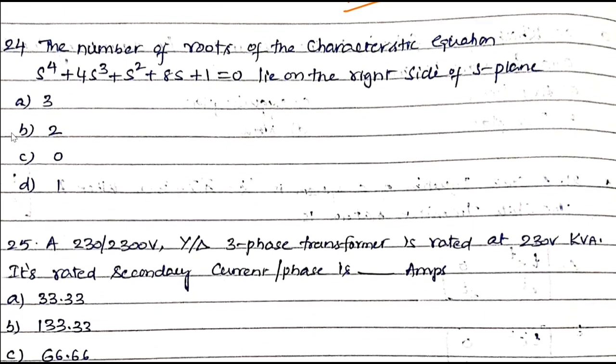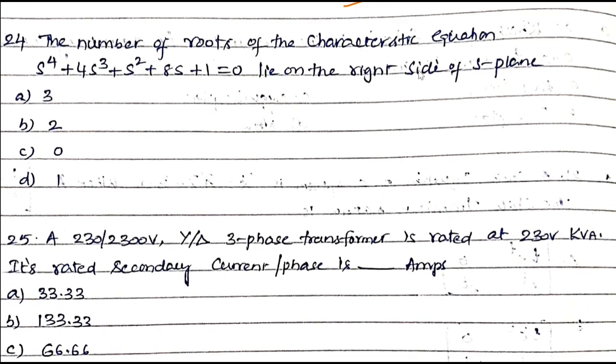Next question here, the number of roots of the characteristic equation s power 4 plus 4s cube plus s square plus 8s plus 1 that lie on the right side of the s plane. I'll repeat the question here. Okay, so in the RH criteria, how many sign changes are you finding in the first column? So the answer will be 2 here.